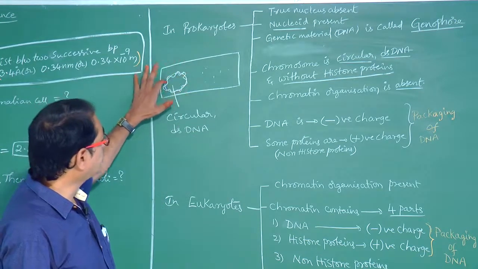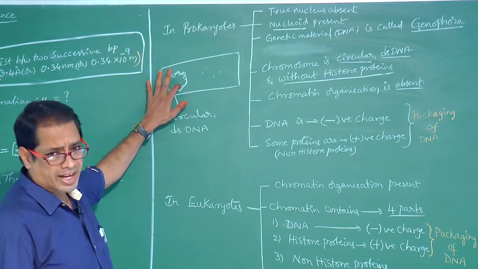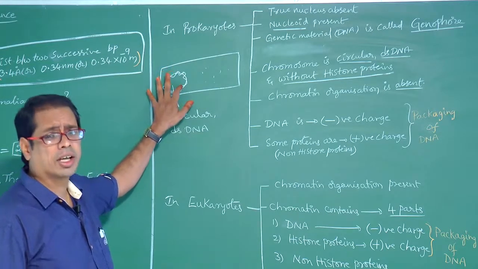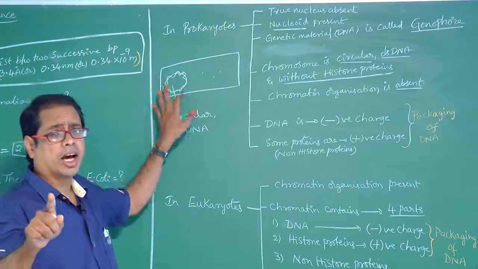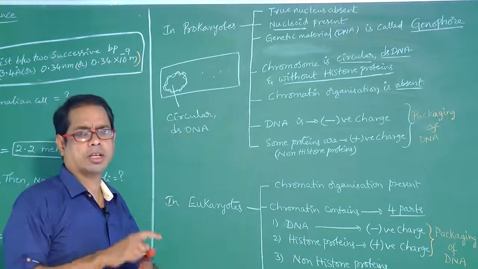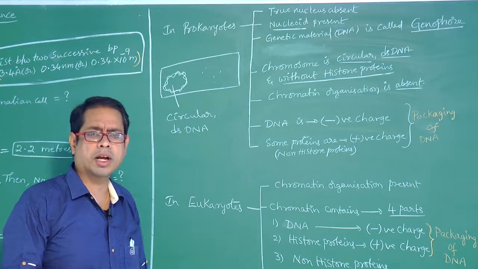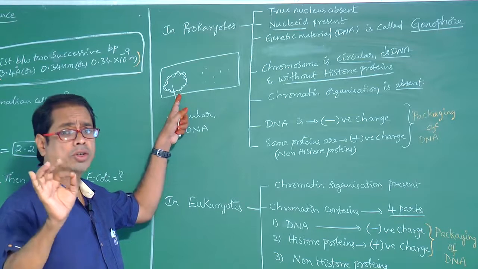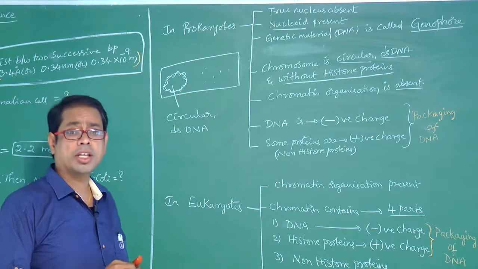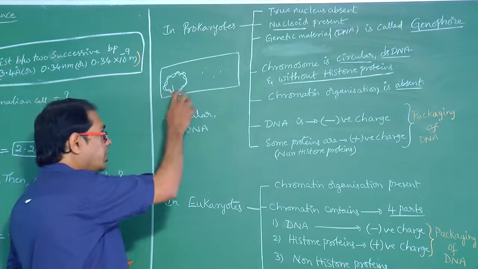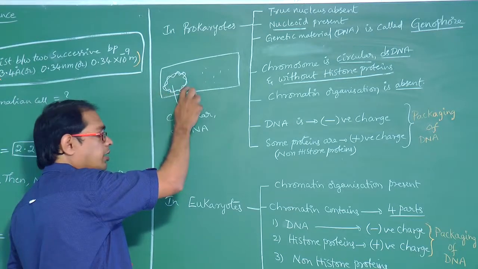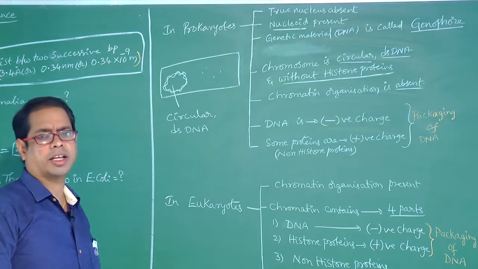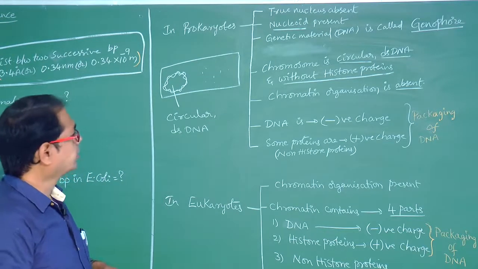So this DNA is present. This bacterial DNA is nothing but a chromosome. This chromosome contains only DNA and it is without histone proteins. The bacterial chromosome is made up of only DNA and is without histone proteins. This DNA is circular, double stranded DNA.